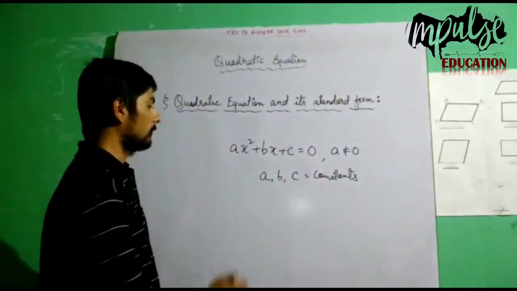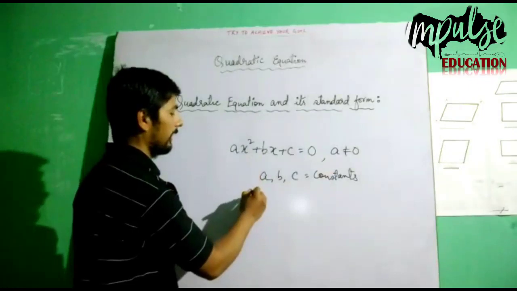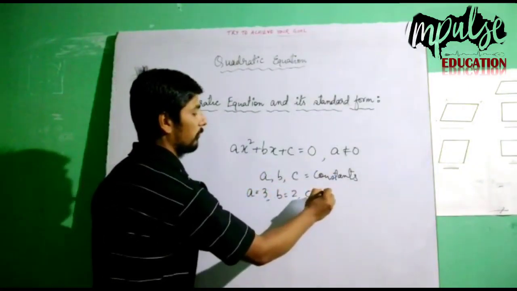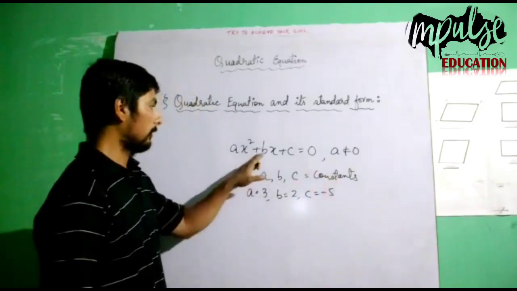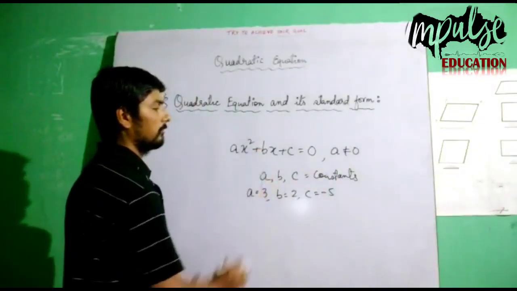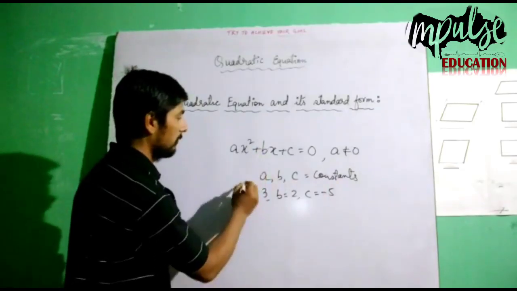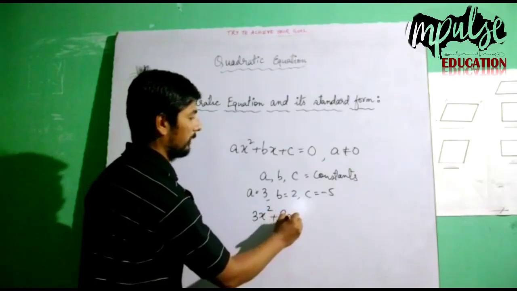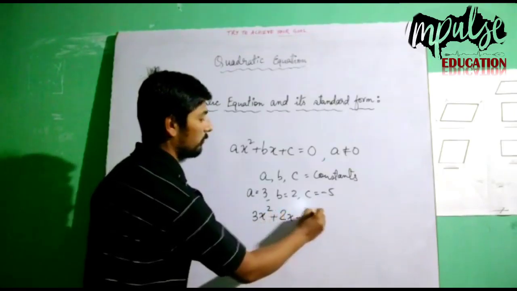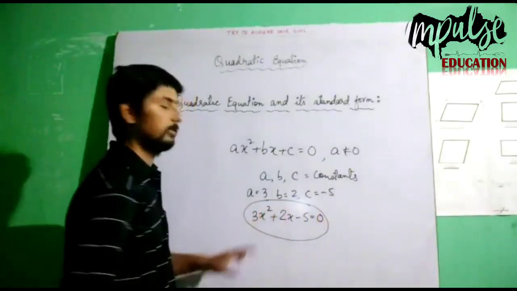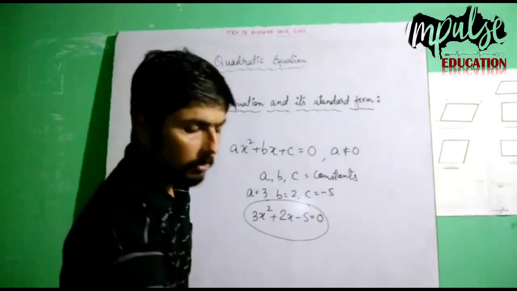I'll give you one example. Let us think that the value of a is 3, the value of b is 2 and c is equal to -5. Then this equation will become like this. If we substitute these values in this equation, then what will it become? 3x square plus 2x minus 5 equal to 0. Correct? So we have got a quadratic equation which is in standard form.